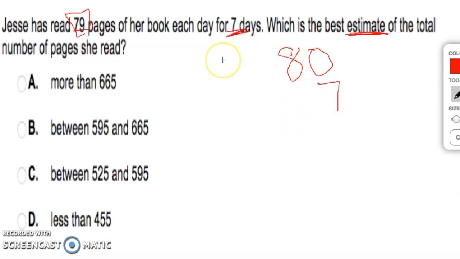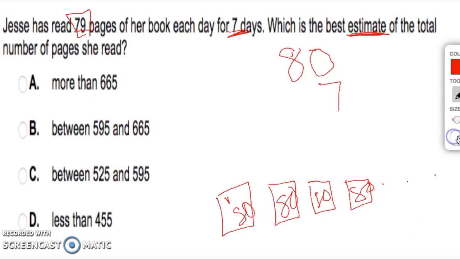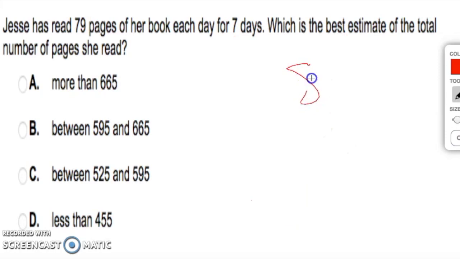Now, let's see. I could, if I wanted to, draw a picture of this. On day 1, pretend this is a calendar page, okay? She has 80 pages. On day 2, she has 80 pages. On day 3, she does another 80. On day 4, another 80. And I do this for 7 days. Gets a little monotonous, doesn't it? Yeah, we're not going to do that. We're smarter than that. We're going to take that 80 times the 7.